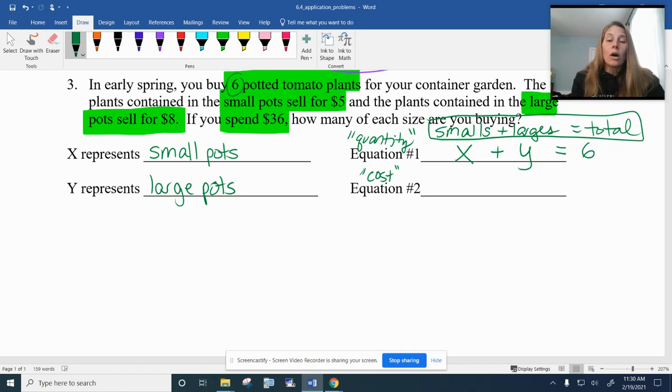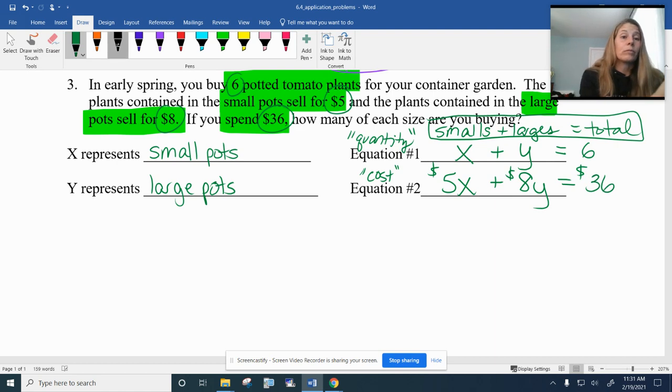So now what would the cost equation be? We have 3 numbers with dollar signs, a 5, an 8, and a 36. So which number is going to go with the x? Well, x is representing small, and those are selling for $5 each, so it's going to be 5x. And then the $8 each is for the large, which is our y, so that will be plus 8y. And then our total amount of money is $36.